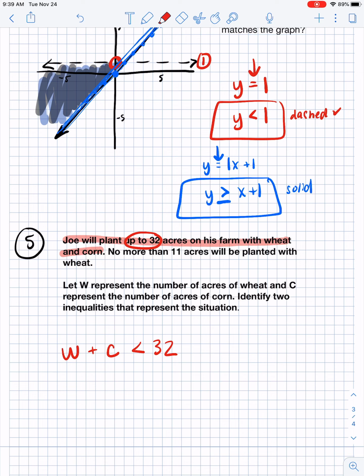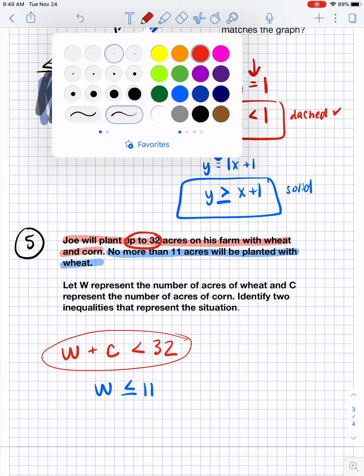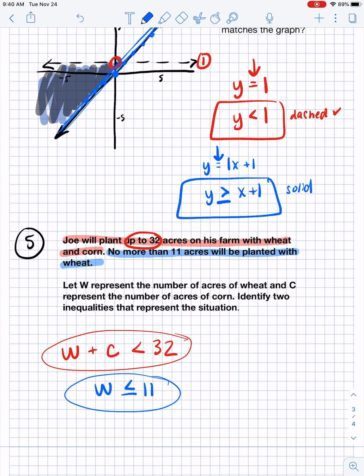And then it says no more than 11 acres will be planted with wheat. So the amount of wheat, W, is no more than, that's less than or equal to, 11 acres. So no more than means exactly 11 or possibly less than 11, but definitely not more than 11, okay? Those are your two inequalities that represent the situation. So the total amount here is up to 32 acres, and then the amount of wheat is no more than 11. There you go.